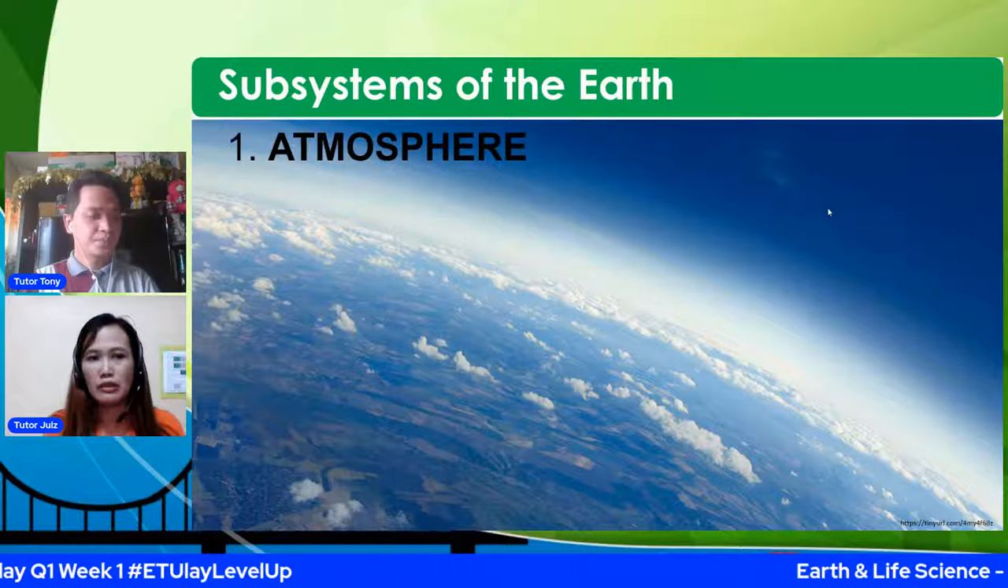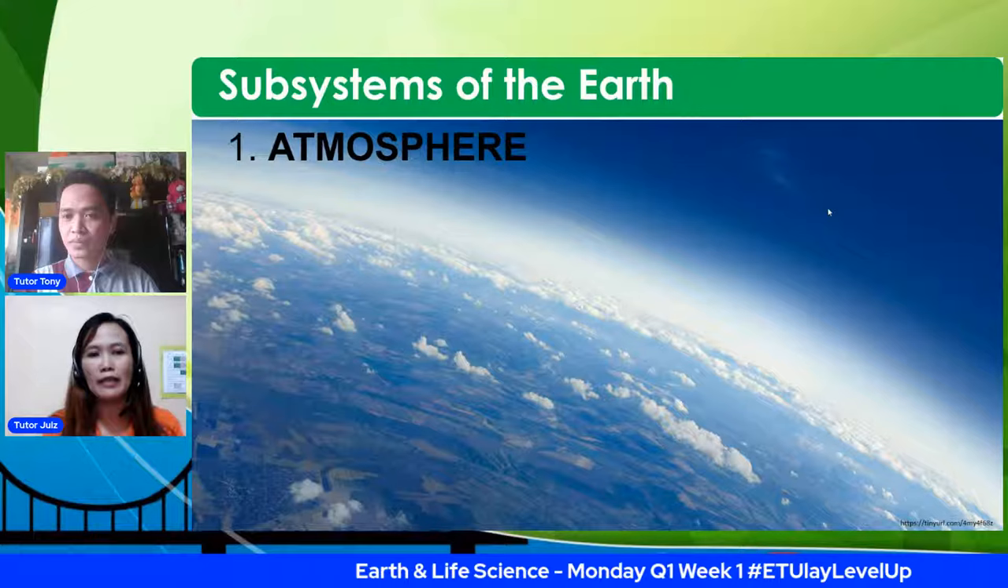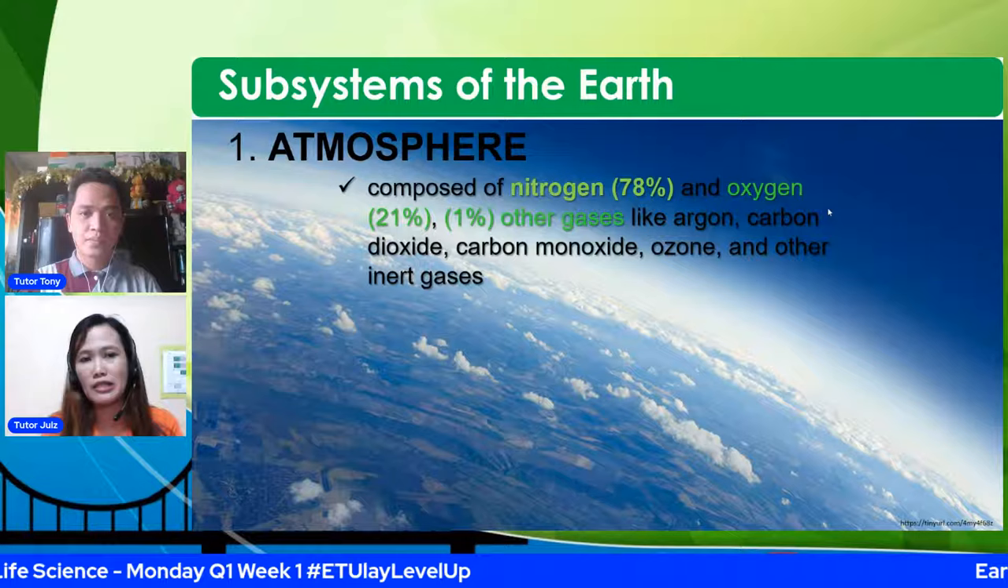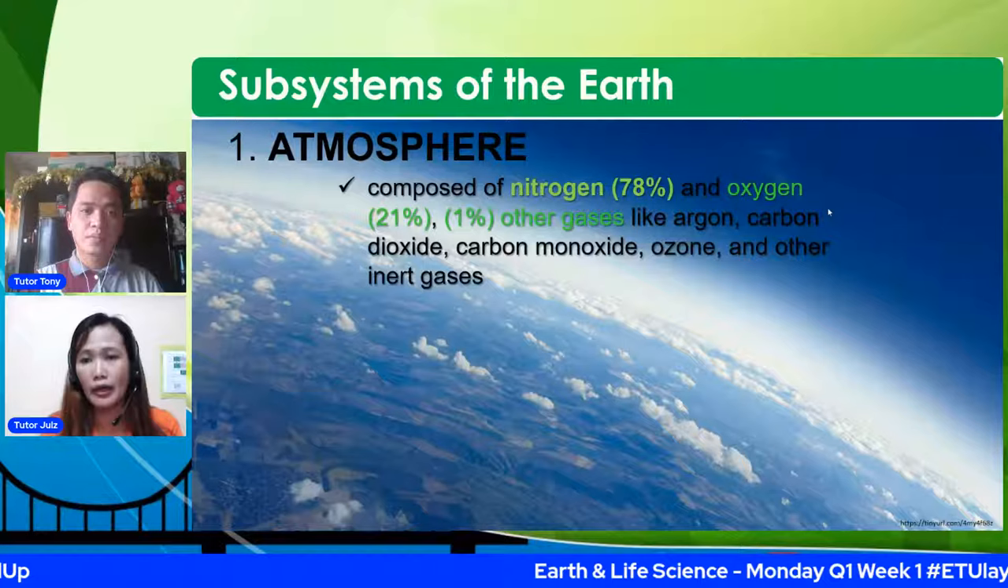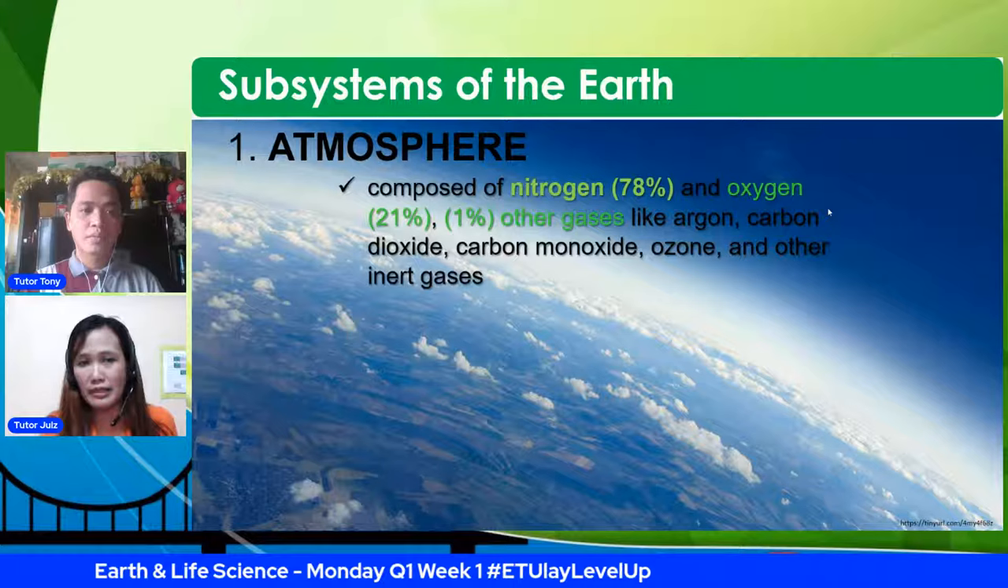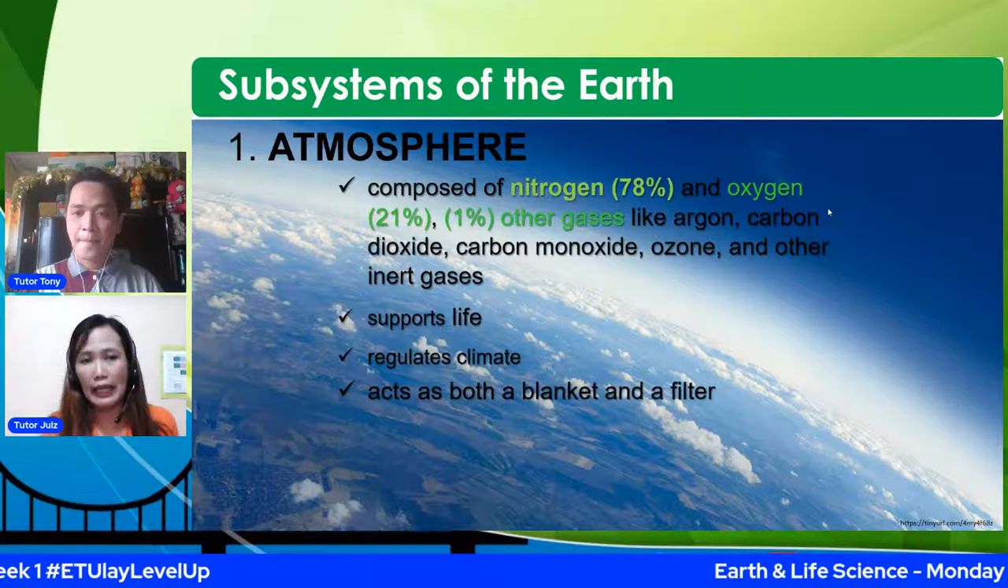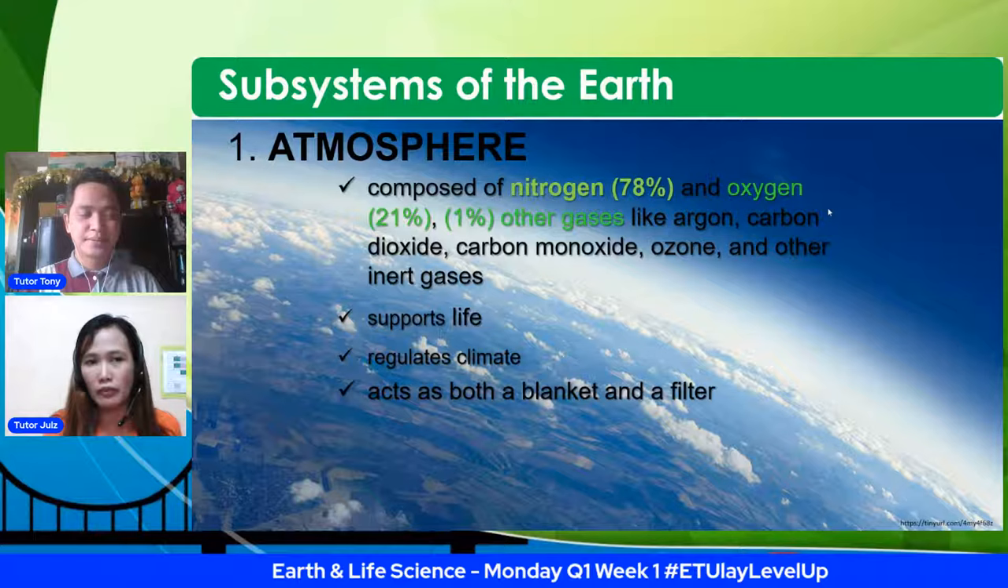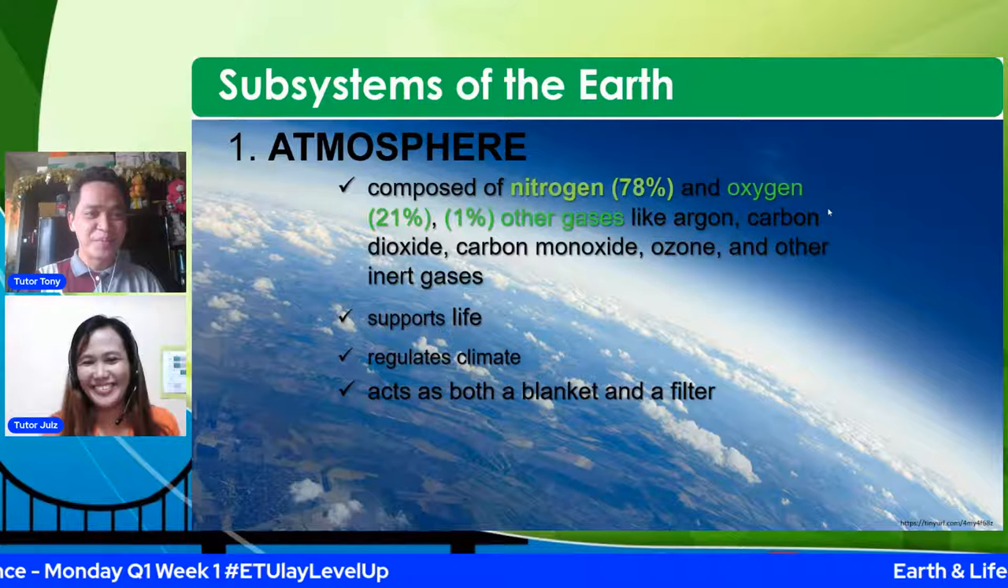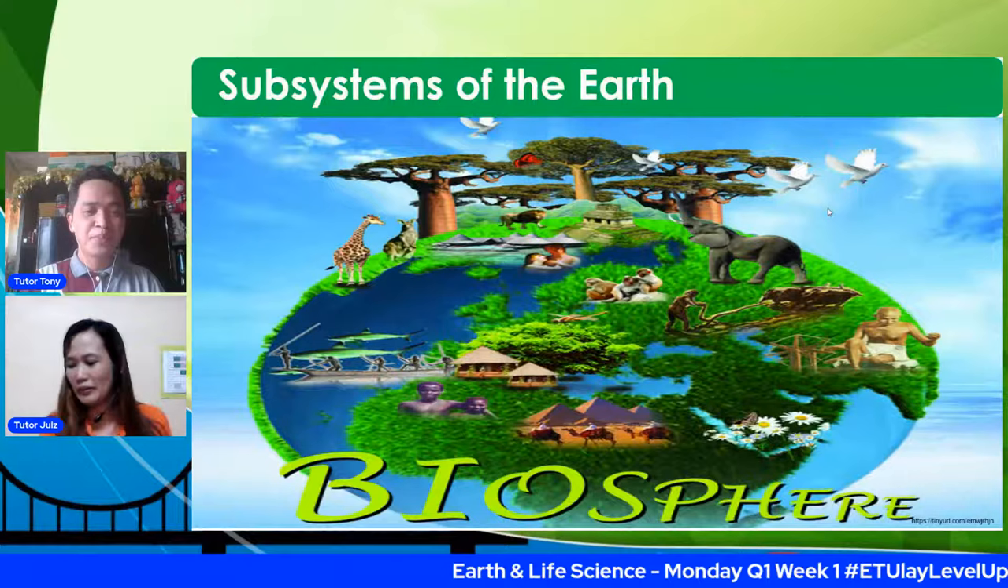So let's have the specific description for the subsystems. One, atmosphere, composed of nitrogen at 78% and oxygen at 21%, with 1% from other gases: argon, carbon dioxide, carbon monoxide, ozone, and other inert gases. The atmosphere supports life. It regulates the climate and acts as both a blanket and a filter. Like a blanket that warms our body when we feel cold. That is the very important role of the atmosphere on our planet.